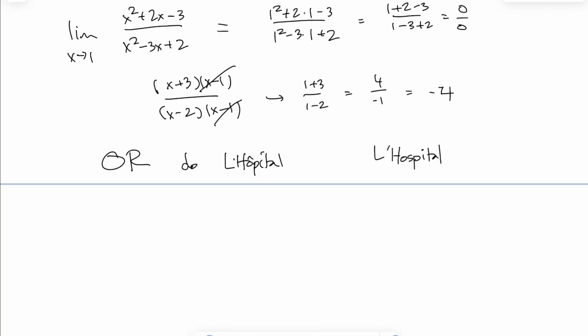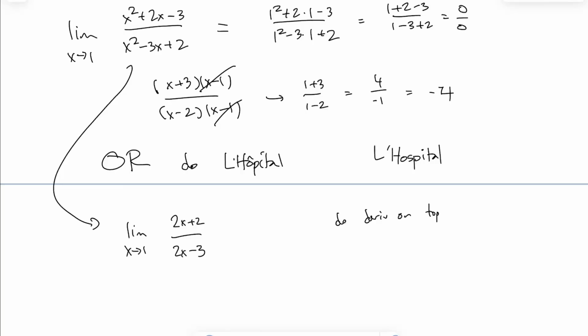It just says you take the derivative on the top and on the bottom of the fraction. So this becomes this. Take the derivative on the top and on the bottom: 2x plus 2 over 2x minus 3. So this is the L'Hopital rule. You do the derivative on the top and the bottom.